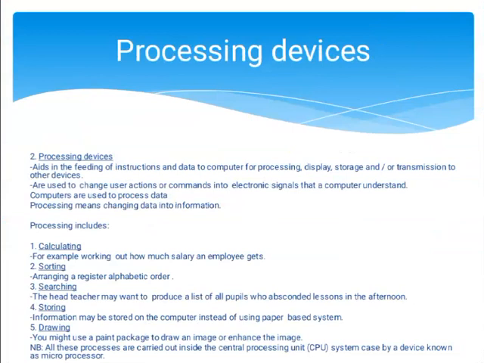Computers are used to process data, and I have already given you the definition for processing. It means changing data into information. Processing includes a variety of things. Firstly, processing includes calculating, for example, working out how much salary an employee gets.